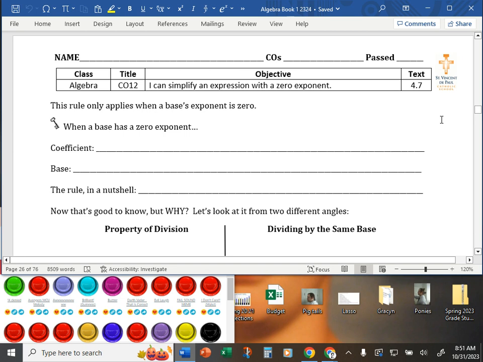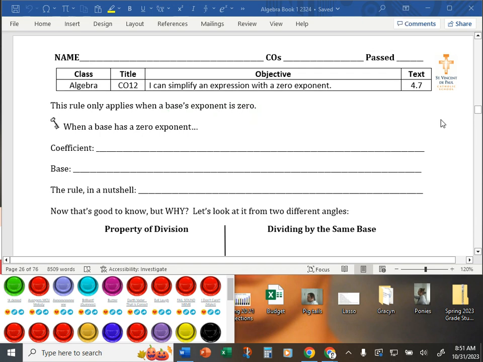Algebra, we are moving ahead with rule number 3 of 5, CO12. And the objective is: I can simplify an expression with a zero exponent, because this rule only applies when a base's exponent is 0. We're actually going to start with the rule today, and then we're going to look at why it works.